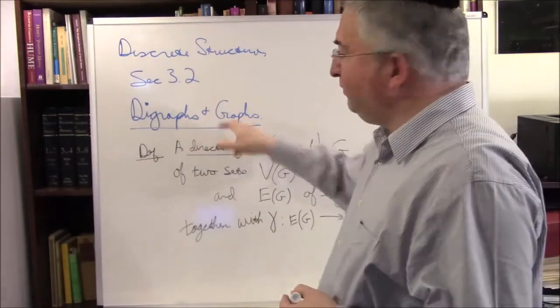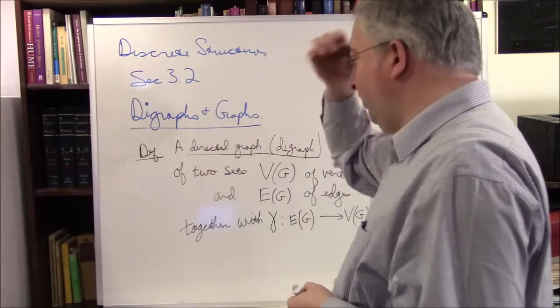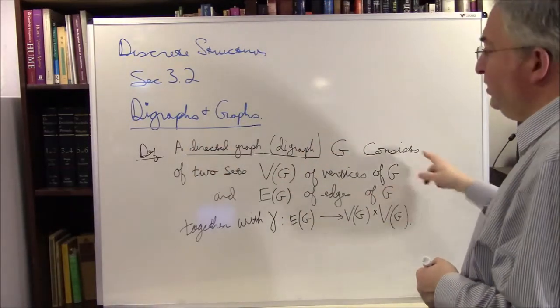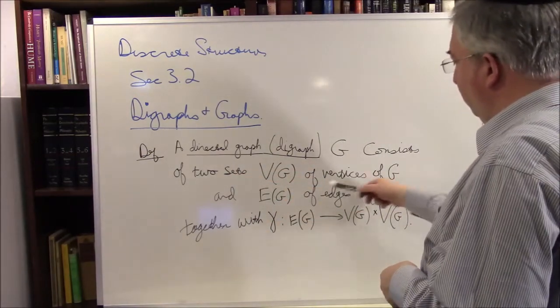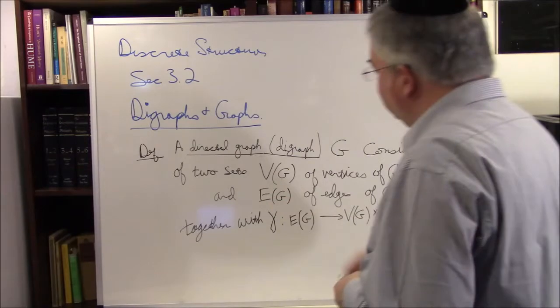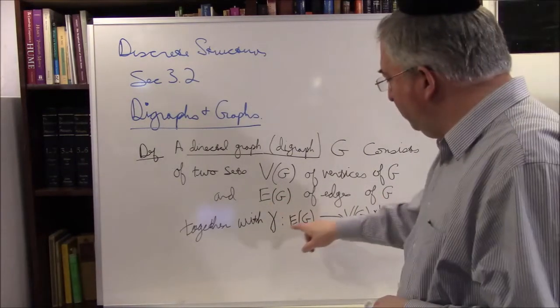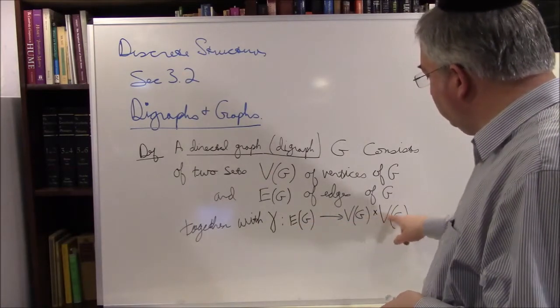We'll first do digraphs, then we'll do graphs. A digraph is a directed graph. We shorten that word to a digraph. G consists of two sets: V of G, vertices of G, and E of G, edges of G, together with gamma. Gamma is a function from E of G to V of G cross V of G.